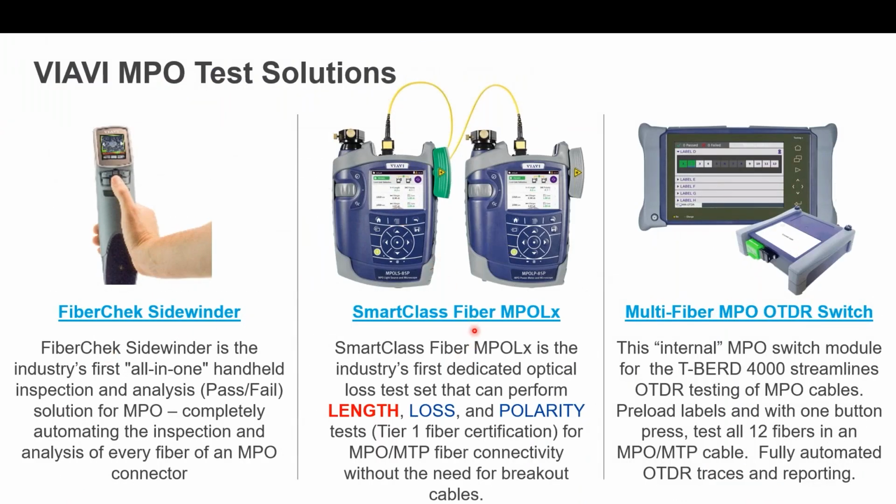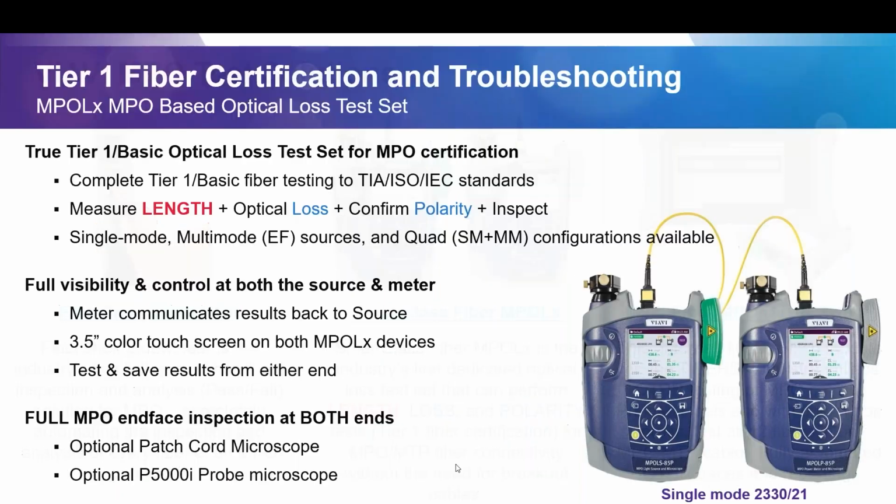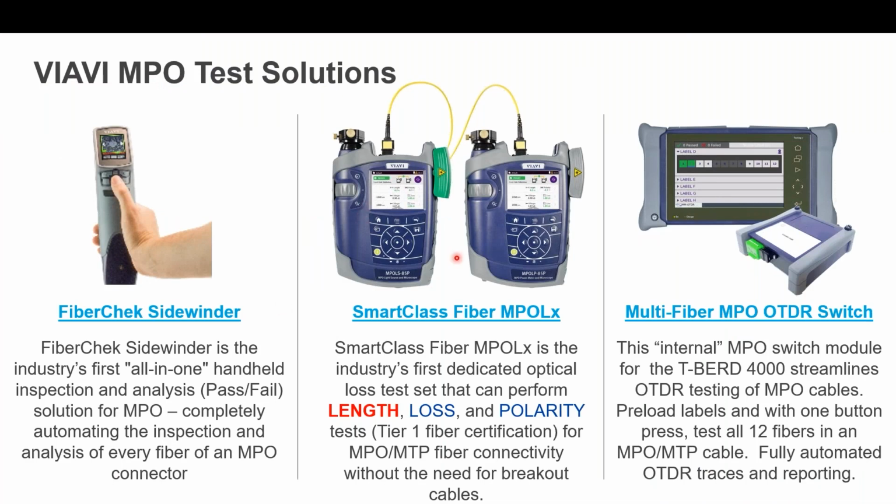Next one is our OLTS. We call it our MPO-LX. And this is what you have to use. This is just an example of that optical loss test set. You have to use an optical loss test set to certify. And then finally, this is that tier 2 solution. So this is our OTDR, and we use an MPO switch attached to it. So I'll go through these and show you a little bit more.